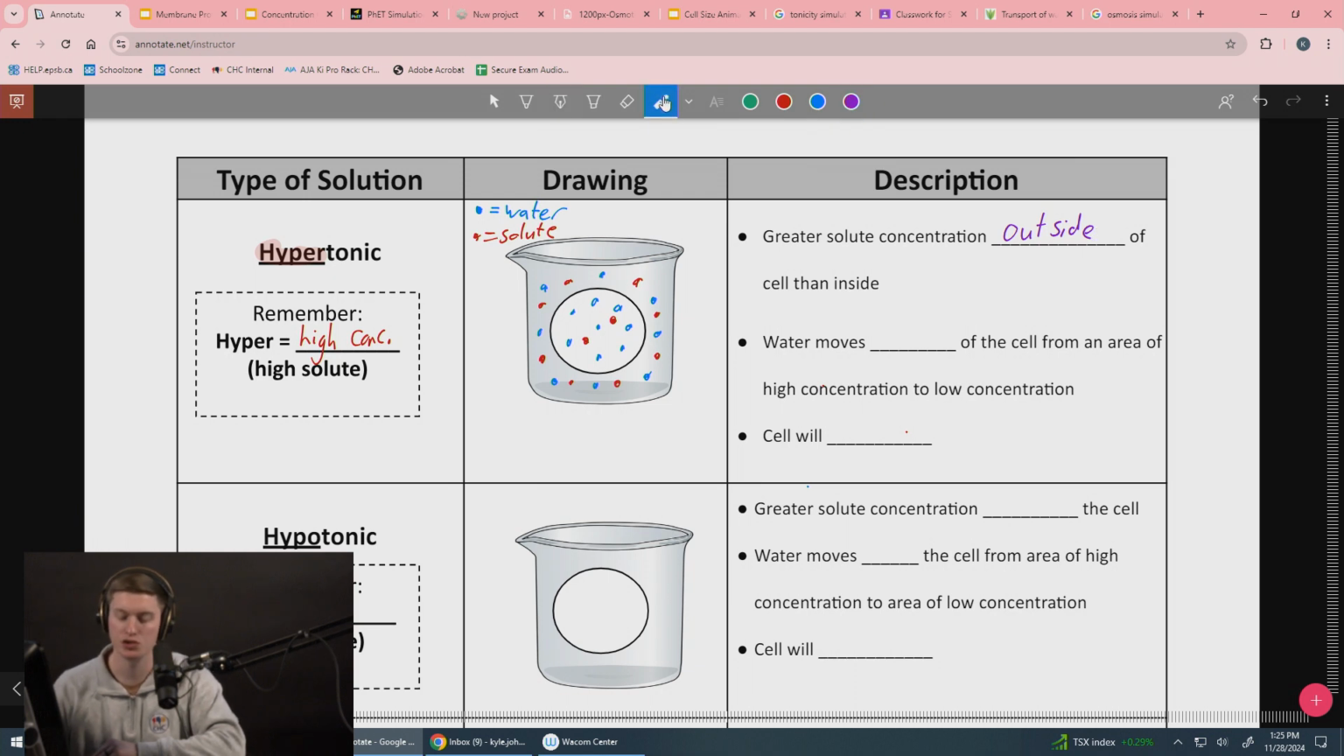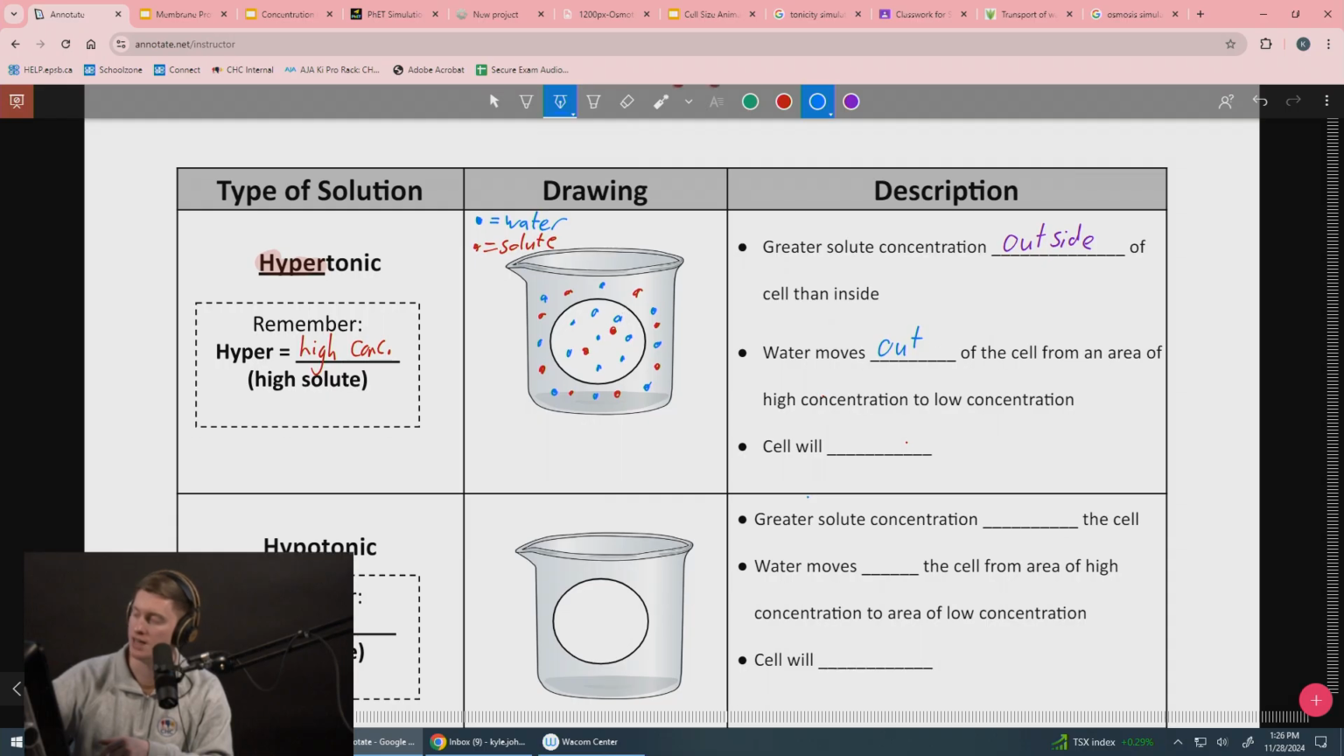If you have a big solute concentration, that means you have a low water concentration. Water will move out of the cell. Water moves out of the cell because the water is more concentrated inside the cell. The water concentration is going to be opposite of the solute concentration. Water moves out of the cell. If water moves out of the cell, then the cell loses volume. This means that the cell will shrink.